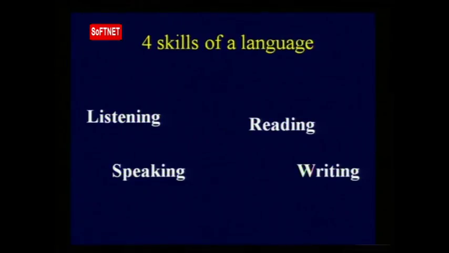Now, the next aspect of language is language has 4 skills: listening, speaking, reading and writing. Now, all the 4 skills are important. You may ask me, which skill is important to learn a language? All the 4 skills are important to learn the language, and the language acquisition is also by listening, speaking, reading and writing. That is the order of language acquisition.